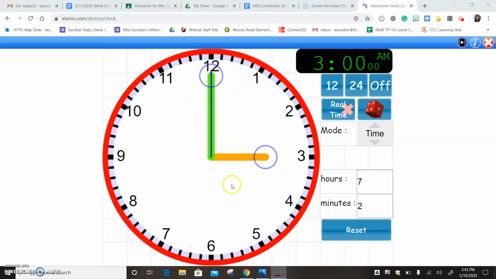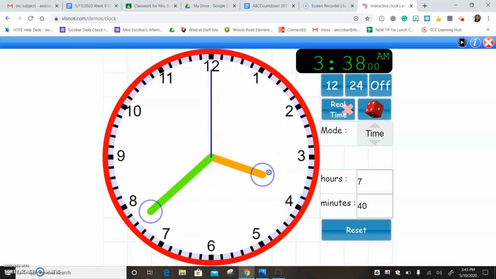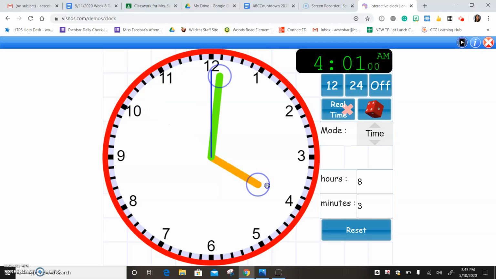So the time on this clock is 3 o'clock because the hour hand is pointing at the 3 and the minute hand is at the 12. And then I can change it to this time. And so I would read this as 4 o'clock because the hour hand is pointing to the 4 and the minute hand is pointing at the 12.